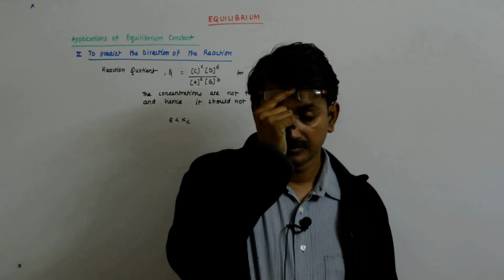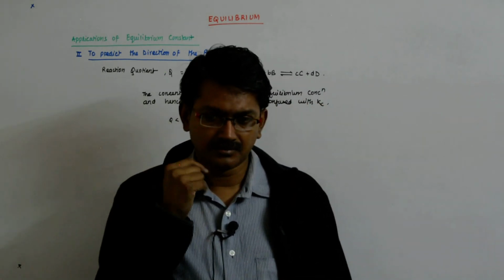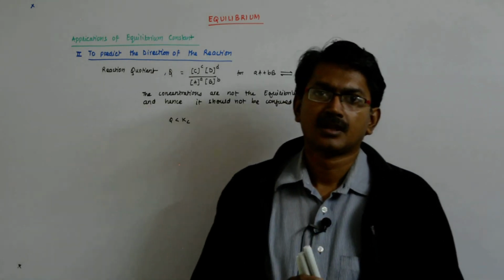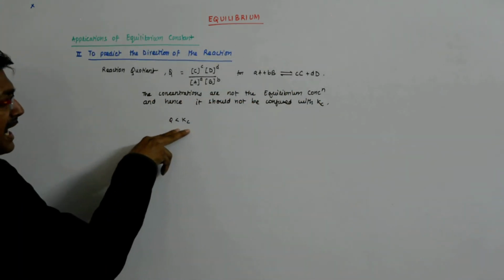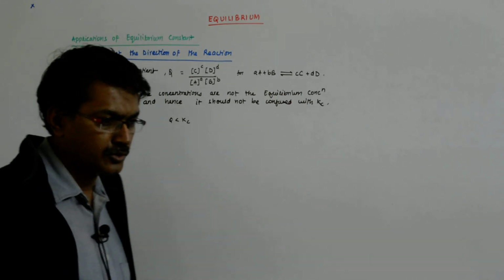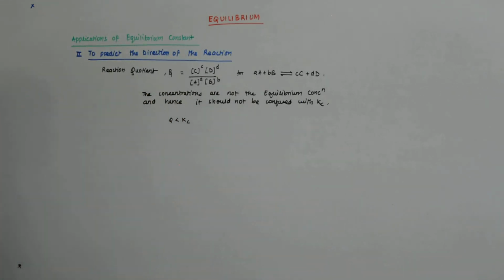With Q, we can only predict the direction and not the extent. Direction, yes, but then you know that you have to wait. But not the extent. The extent is given only by Kc, because for that reaction you already know Kc. Until and unless you know Kc, how do you know whether it is going to be in the forward or the reverse direction? If you know Kc, you know the extent, the first thing that we did. So this is what should be understood.